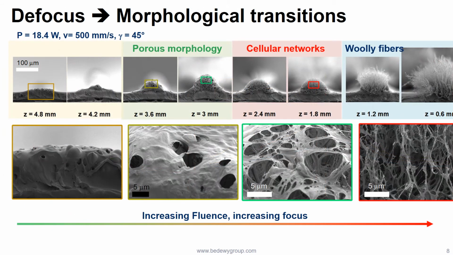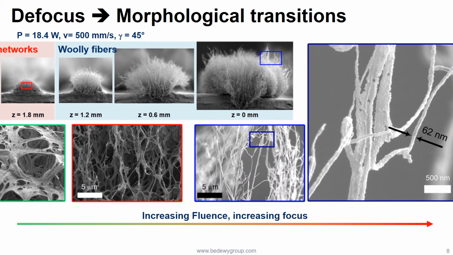To understand the lasing energetics, we observe that when we laser the polyimide at increasing defocus levels, we observe different morphologies, which was not shown before in literature. The resulting morphologies range from porous structures to anisotropic cellular structures to the formation of nanofibers at higher values of fluence.